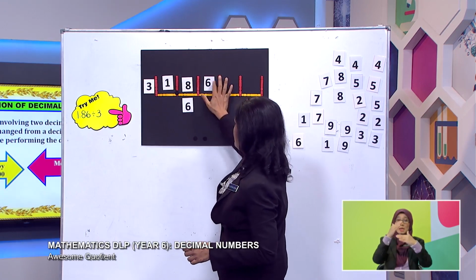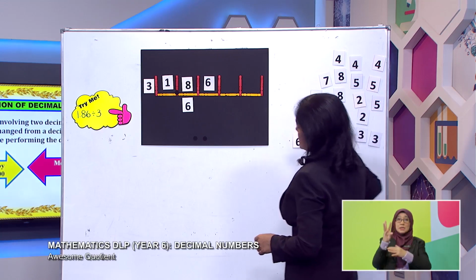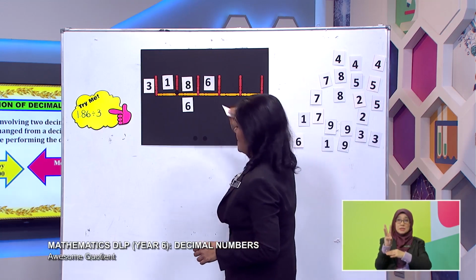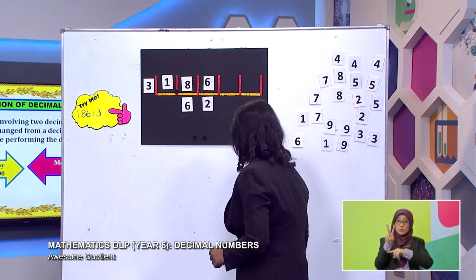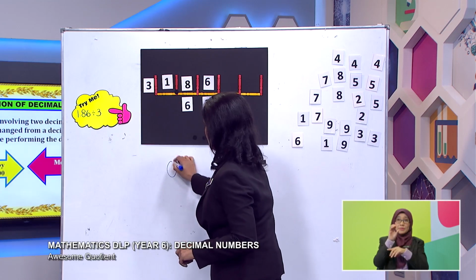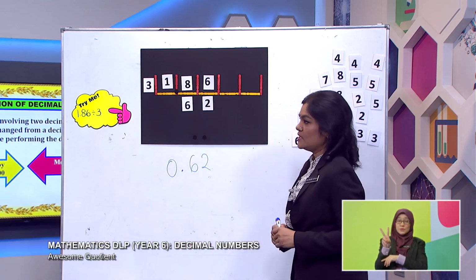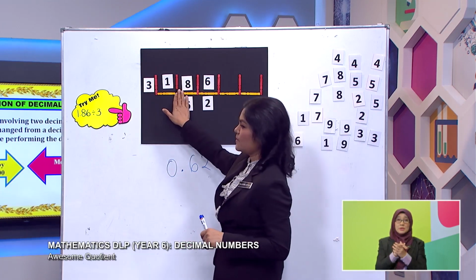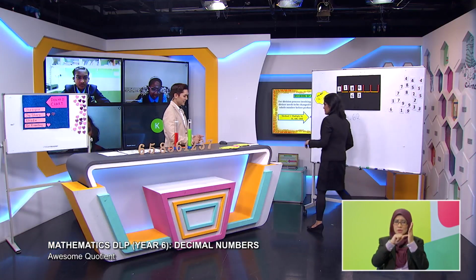Okay, next we have 6. So what is the answer for 6? 6 divided by 3 equals 2. Divisible by 2. So the answer is 0.62? Yes, 62. So in division, you don't worry about the decimal point. Okay, next.